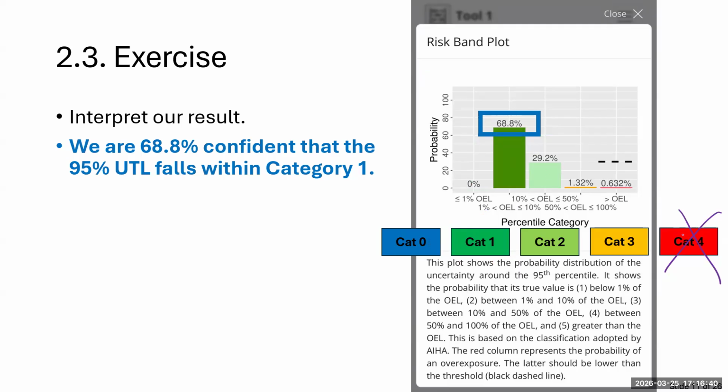Anyway, obviously the further we are this way, the better. If we are in category 0, we would love that. 1 and 2 are not bad. 3 is not great, but it's better than category 4 for sure. So we want the bulk of these probabilities to be below category 4. And in this case, that's where we're at, and we should feel pretty good about that result.